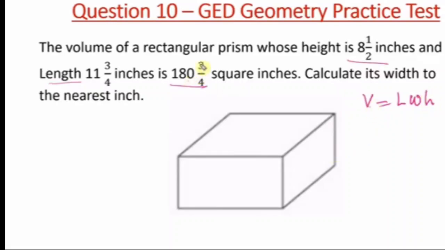So we know our V as this. Let us put our 3/4 as decimals. So this would be 80.75. This is 11.75. And our half here is 8.50. So our volume is 180.75 equal to, are we given our length? Yes, our length is 11.75. We're told to find our width. So the width is the unknown, so leave it as W. Our H is what?